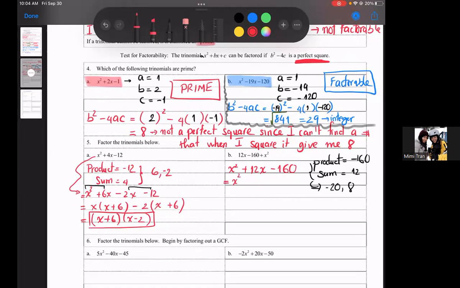And then x squared, then you split that 12x into negative 20x plus 8x minus 160. Group factoring. First one, I can factor out x, so x minus 20. Second one, factor out 8, x minus 20 again. 8 times negative 20 is negative 160. So x minus 20 times x plus 8.